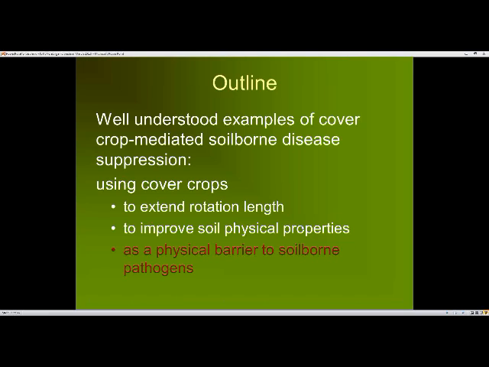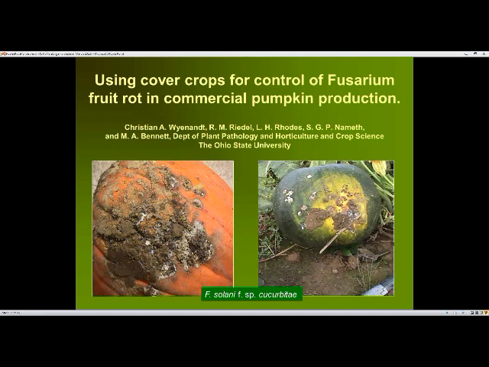So the last example, which I consider to be a very well understood one, is using a cover crop as a physical barrier to soil-borne pathogens. This particular example is work that's been done at Ohio State University, looking at using cover crops as a barrier to fruit rots of pumpkin.